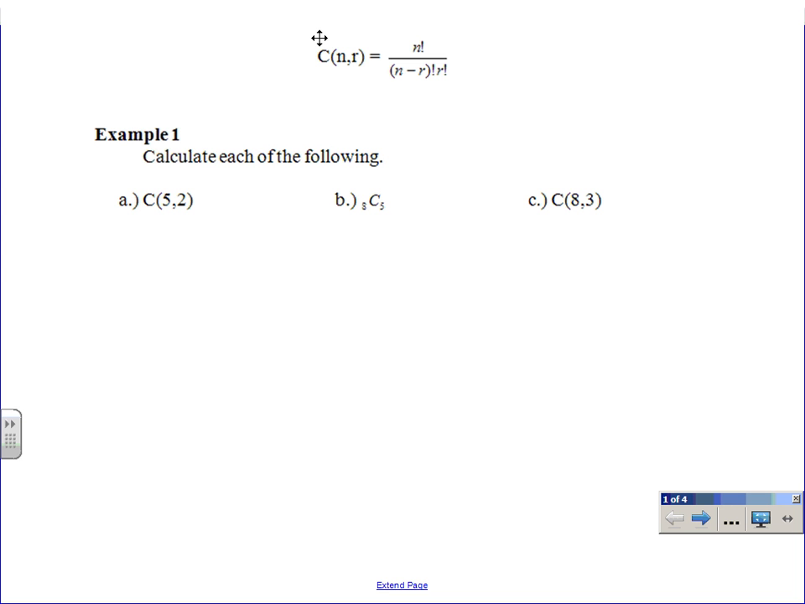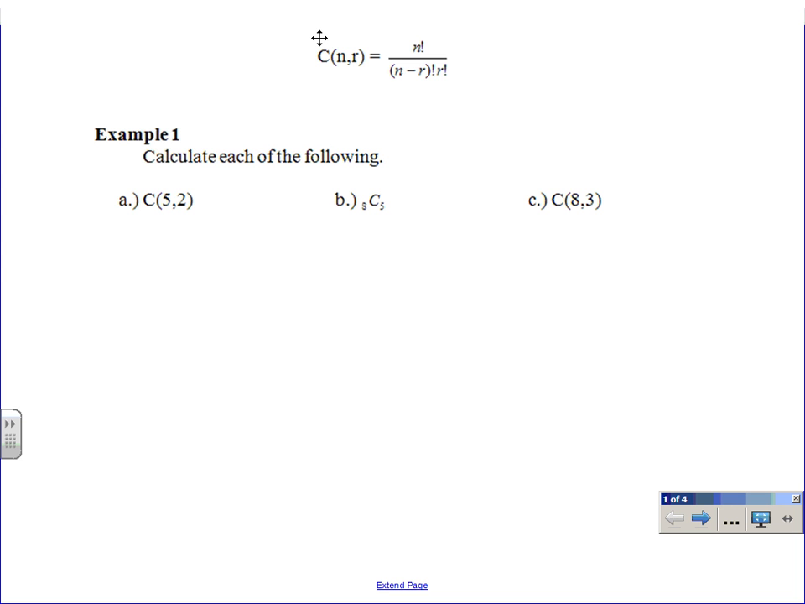So here it says to just take however many objects you have, n factorial, divide by n minus r factorial. Do you see? That's basically the same formula as for permutation. But here it has an extra r factorial that you're dividing out. What that does is it divides out all those extra ways of jumbling the same things.